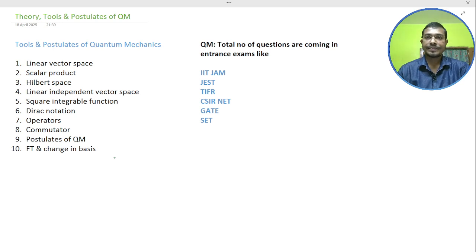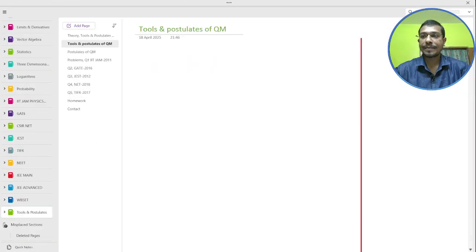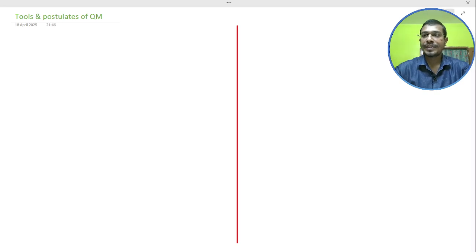So let's get started. The total number of questions coming in the entrance exams from this topic: perhaps 1 in JAM, 1 in JEST, 1 or 2 in TIFR, 1 in CSIR NET, 1 in GATE and 1 or 2 in SET from the chapter tools and postulates of quantum mechanics. So first of all, the chapter summary, basically some concepts and fundamental formulas from the exam point of view.